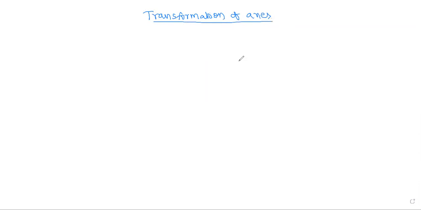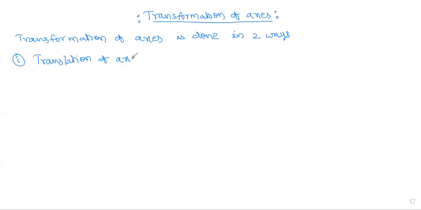The first one is by changing the origin, and the second one is without changing the origin. The first one is called translation of axis. The second one is rotation of axis.